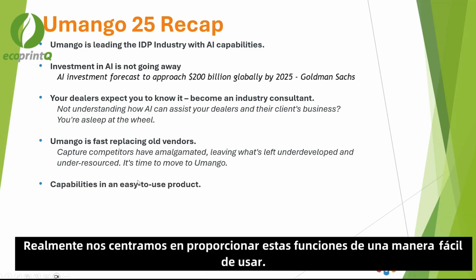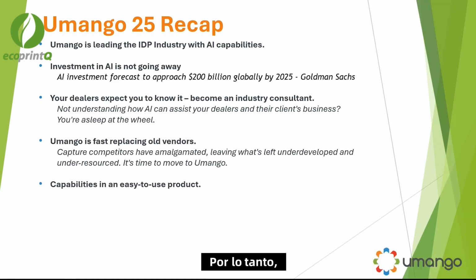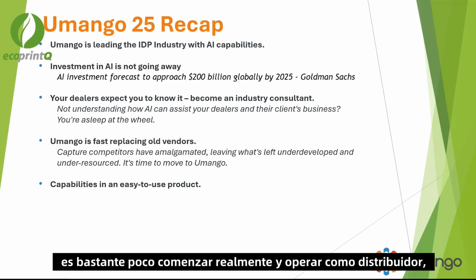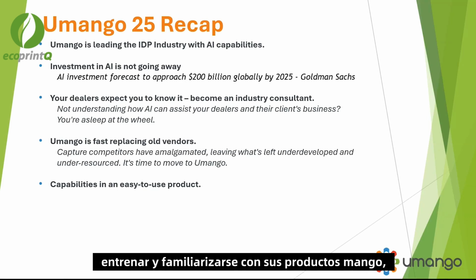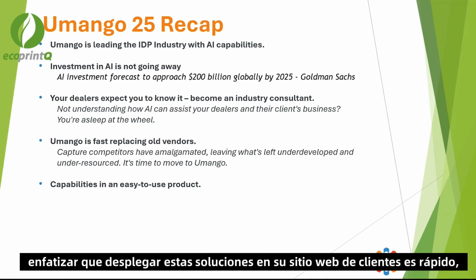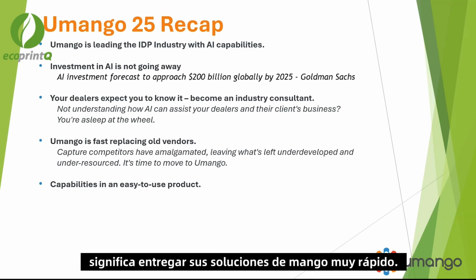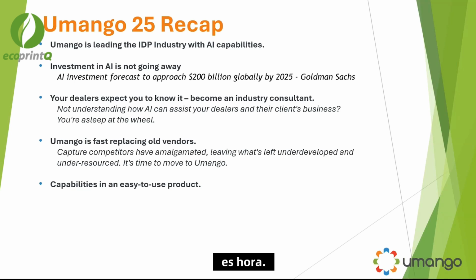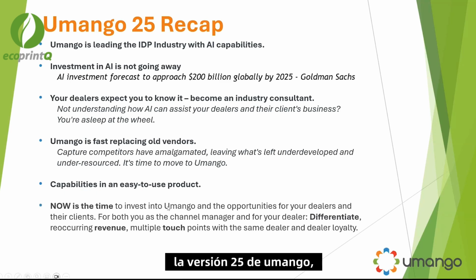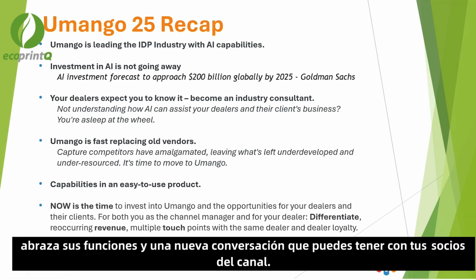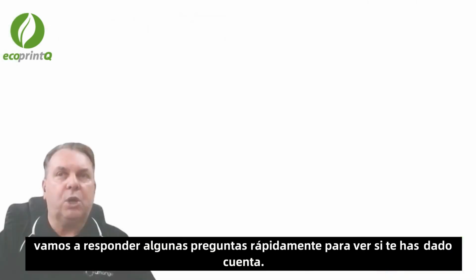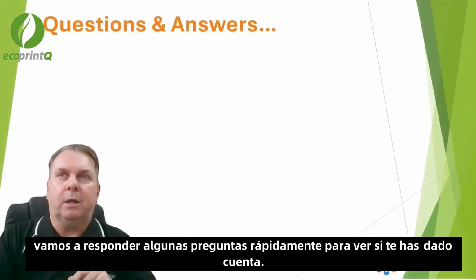And we have really focused on delivering these sorts of capabilities in such an easy-to-use fashion. So really getting up and running as a reseller, training and being familiar with the Umango product is quite minimal, and deploying these solutions at your customer site is quick, super easy. And with things like AI Assistant, being able to create jobs and export them, delivering an Umango solution is super quick, super easy. And as I mentioned, now is the time. Get on board with Umango version 25, and embrace its capabilities and the fresh new conversations you can have with your channel partners. All right, let's go through a couple of quick questions just to see if you're paying attention.